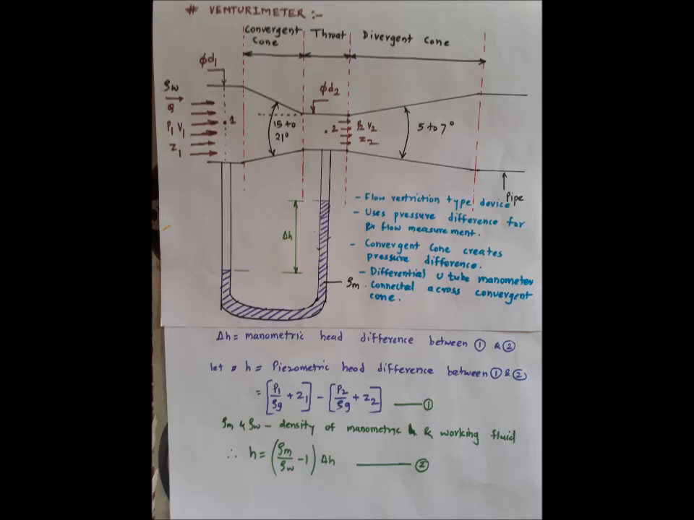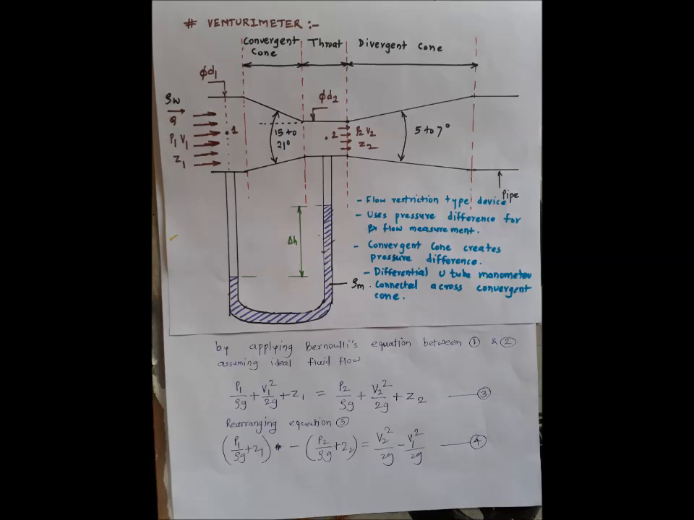Let rho m and rho w be the densities of the manometric and working fluid. Based on this, the relationship between the manometric head difference and the piezometric head difference can be very easily obtained, and this is H is equal to (rho m upon rho w minus 1) into delta H.